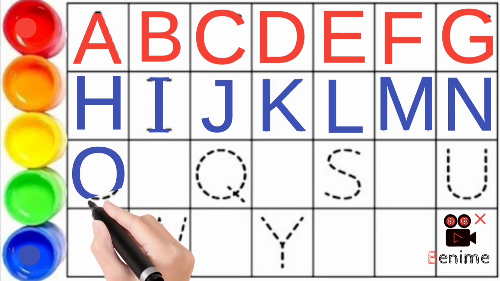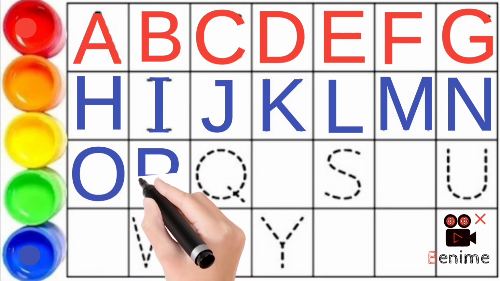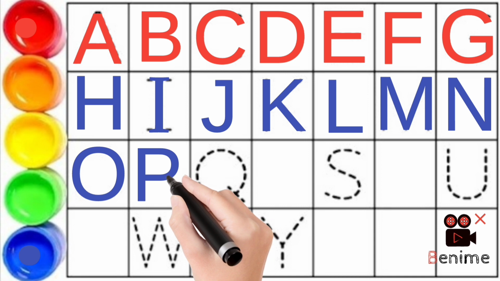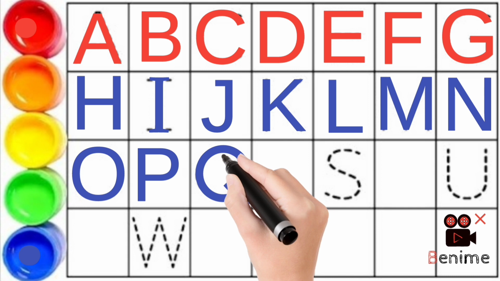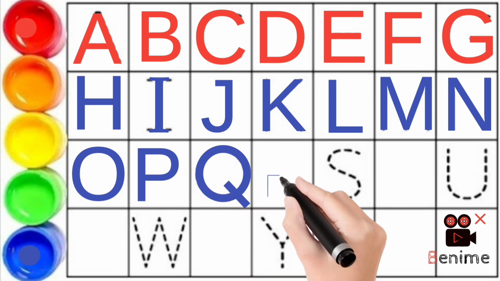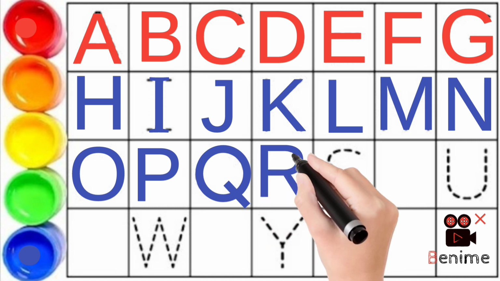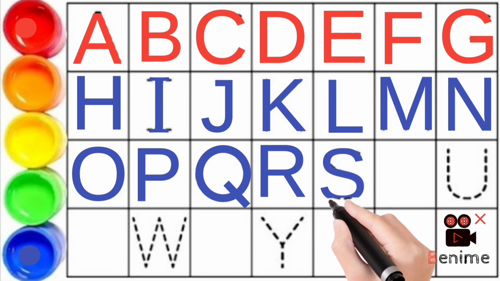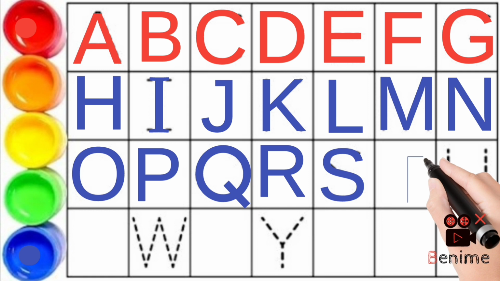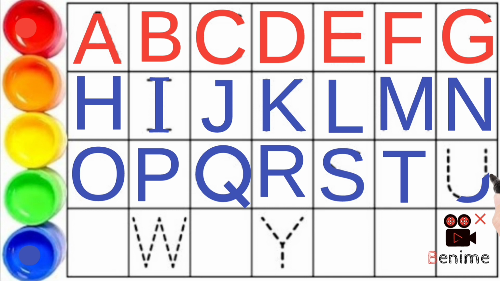O. O for orange. P. P for papaya. Q. Q for queen. R. R for rat. S. S for sheep. T. T for telephone. U. U for umbrella.